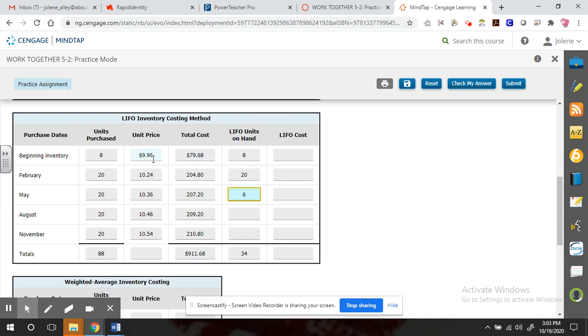Okay, so now we have to figure out the cost. So we're going to do the $9.96 times the 8, $79.68. 20 times the 10.24 is $204.80. And now I have to do 6 times the 10.36, and that is $62.16. Do it again, make sure I was right. 6 times 10.36, 62.16. Yes. Okay. So now I have to total this column.